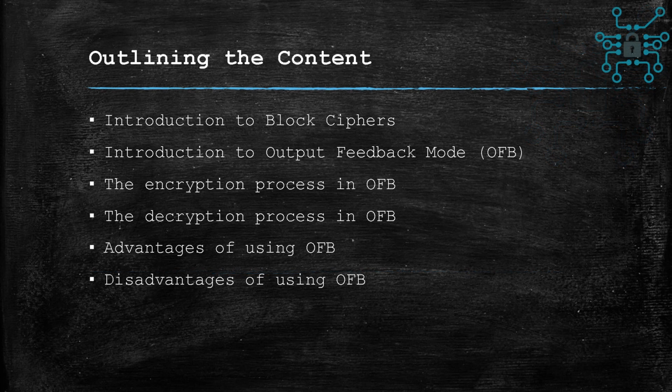Outlining the content. In terms of this presentation, the following content will be discussed. It will be initiated through an introduction to block ciphers, and building on the introduction, output feedback mode will be introduced and discussed briefly. The encryption process, as well as the decryption process in OFB, can be thoroughly analyzed through stage-by-stage detailed animations. Last but not least, the advantages, as well as the disadvantages of using OFB will be discussed briefly.